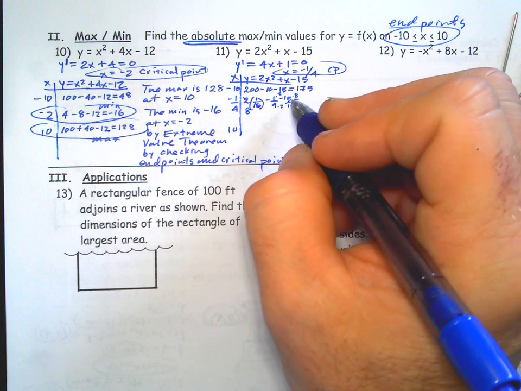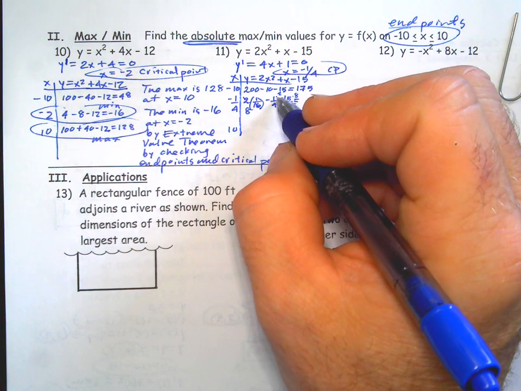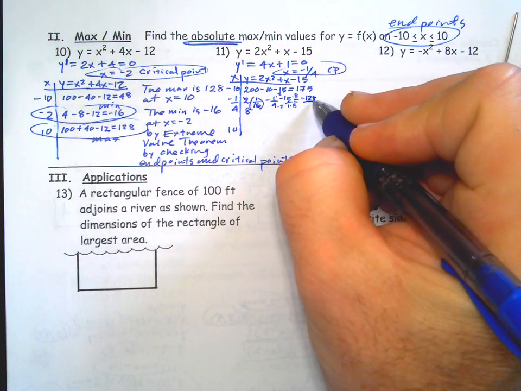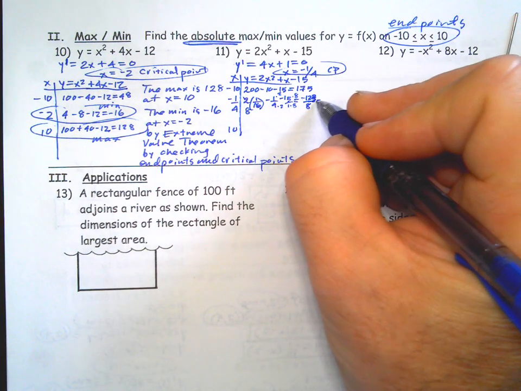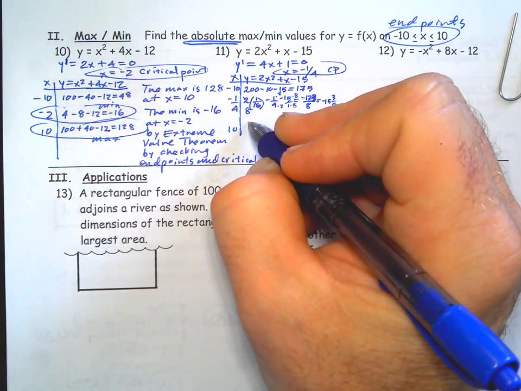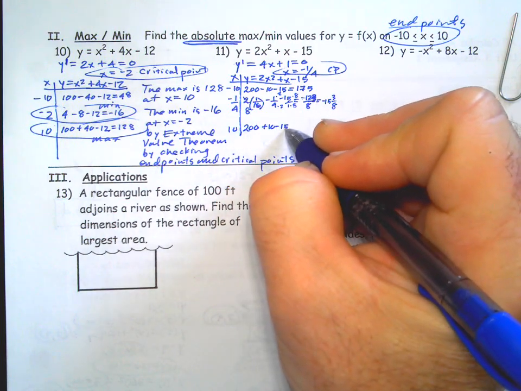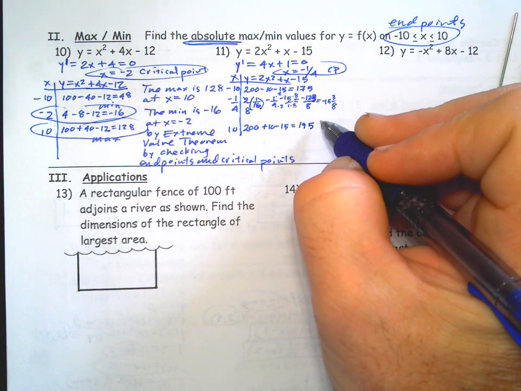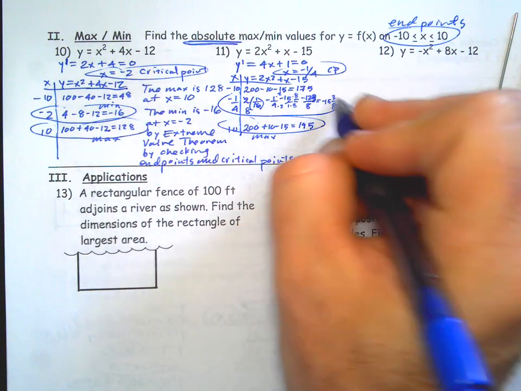So that's -120, -122, -123 over 8. Or we could write it as -15 3/8. 10 is going to be 200 plus 10 minus 15 equals 195. So there's your max. There's your min.